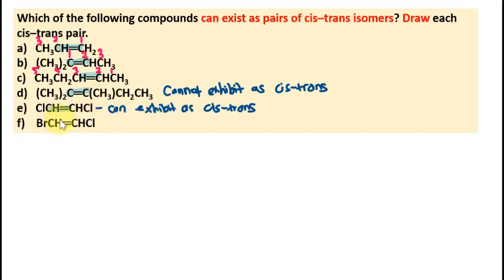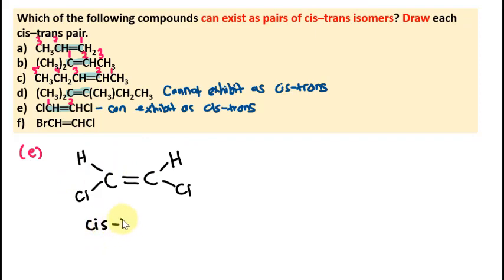Now let's draw the cis-trans isomers for compound E. Label our carbon: 1, 2, it only has 2 carbons. Take out the carbon-carbon double bond, C double bond C, and take out the 2 bonds like this. The first carbon has 1 hydrogen and 1 chlorine. The second carbon also has 1 hydrogen and 1 chlorine. So when both sides have the same atom here, this one is the cis isomer.